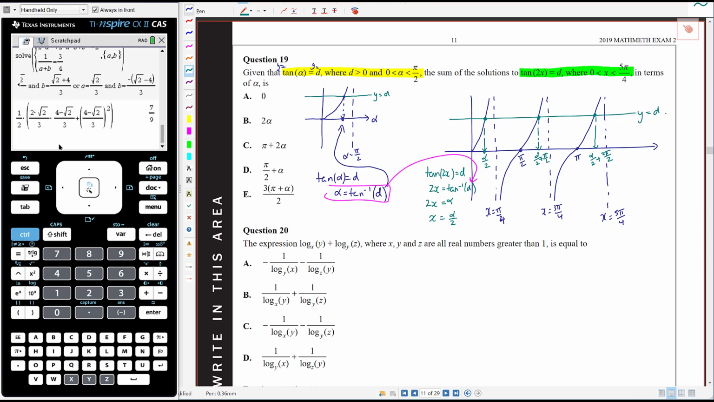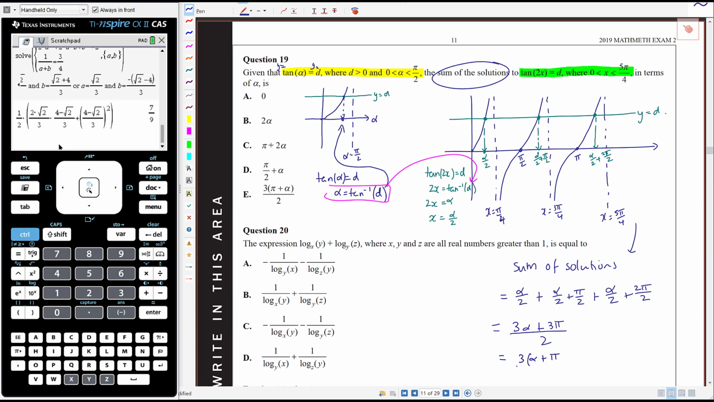Okay. So the sum of the solutions, which is what we want, is going to be alpha on 2 plus alpha on 2 plus pi on 2 plus alpha on 2 plus 2 pi on 2. And I'm leaving it as 2 pi on 2, so I've got a nice common denominator there. So we have 3 alpha plus 3 pi over 2, or 3 lots of alpha plus pi over 2, which is what E says, option E.